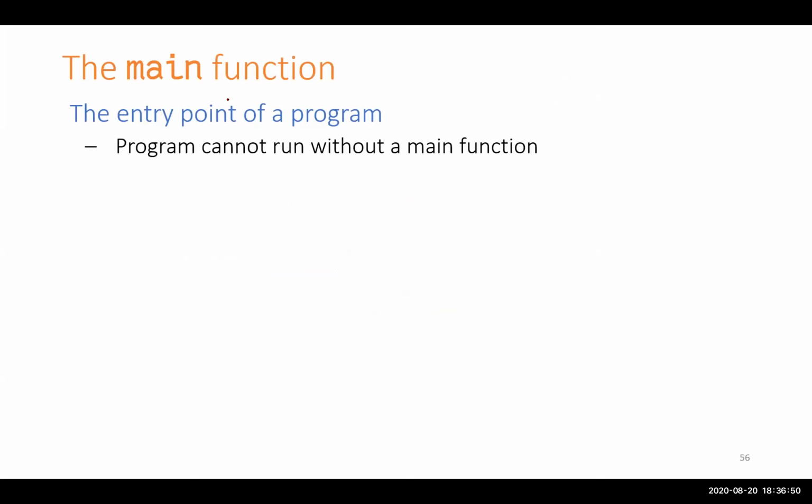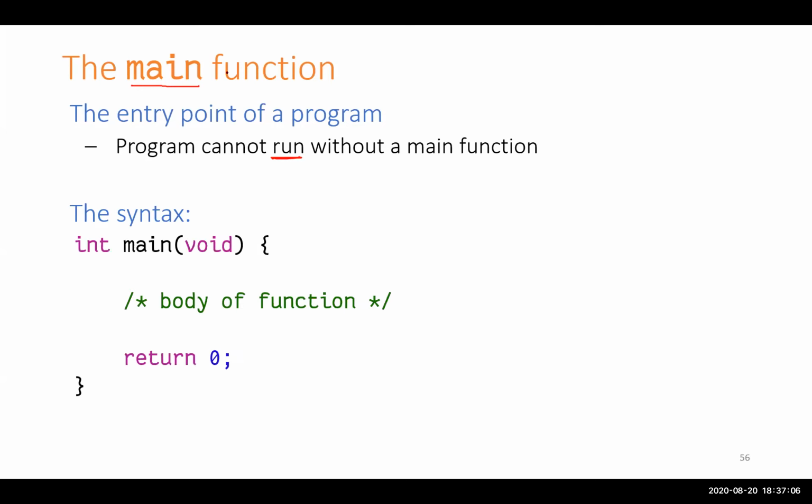Now in C and C++, a program is definitely made of many functions. You can have one function, two functions, many functions. If you want your program to run, you need to have a special function called the main function. So the main function will look like this. The type is int, and you always return 0 at the end. Return 0 tells the operating system that your program has no error.